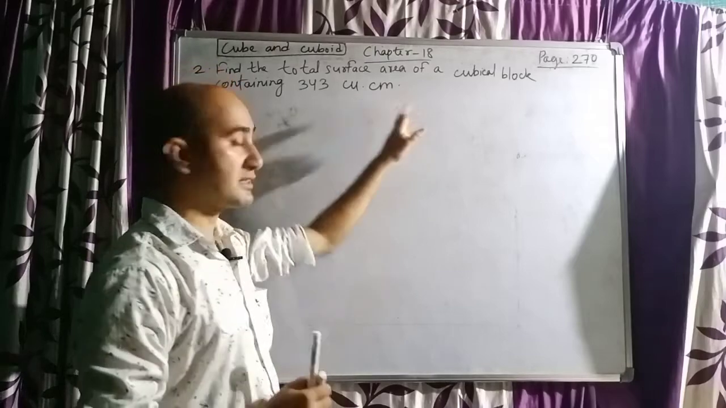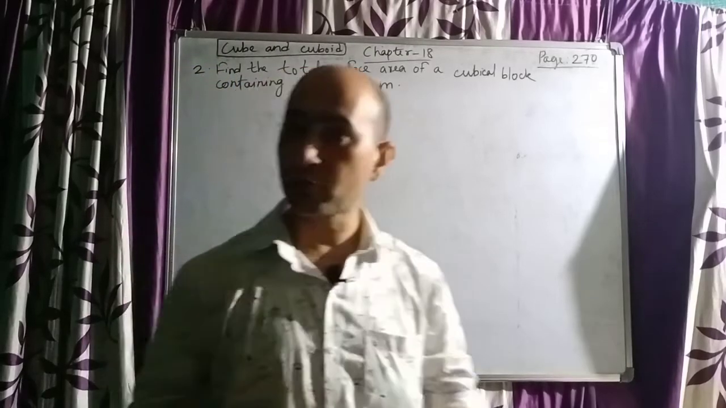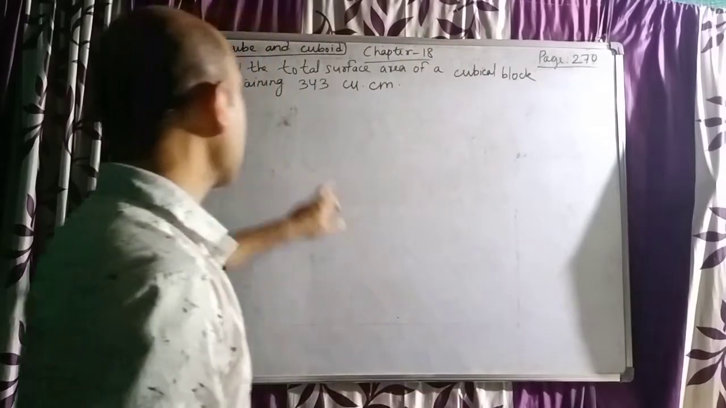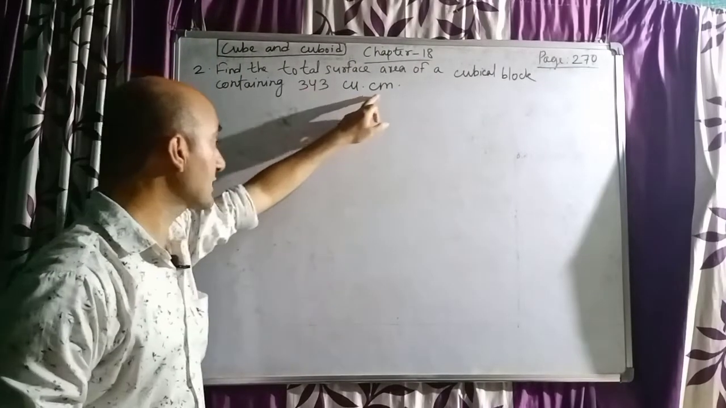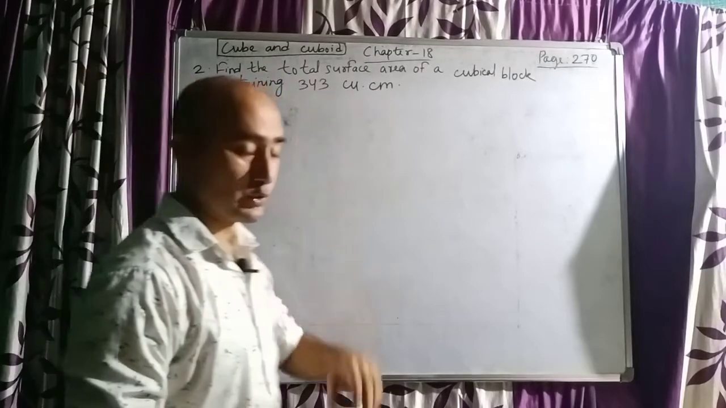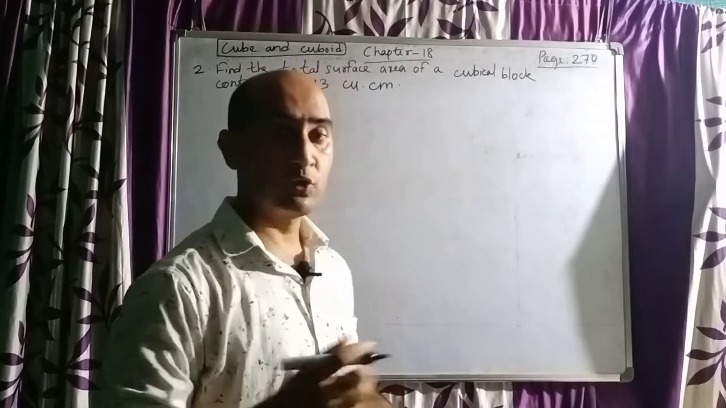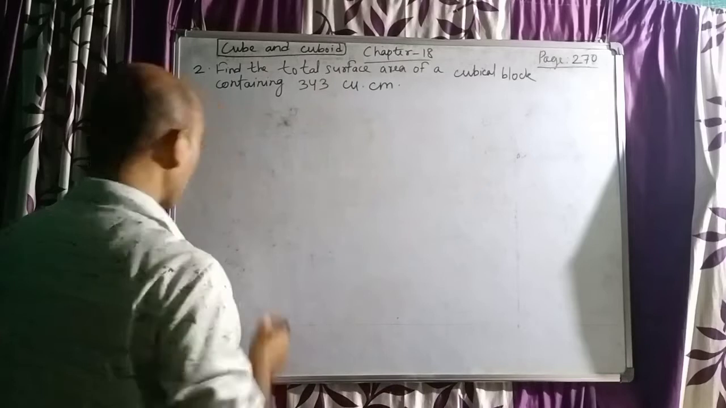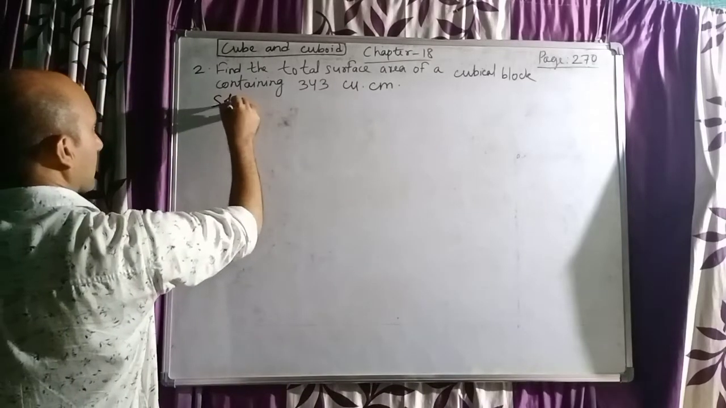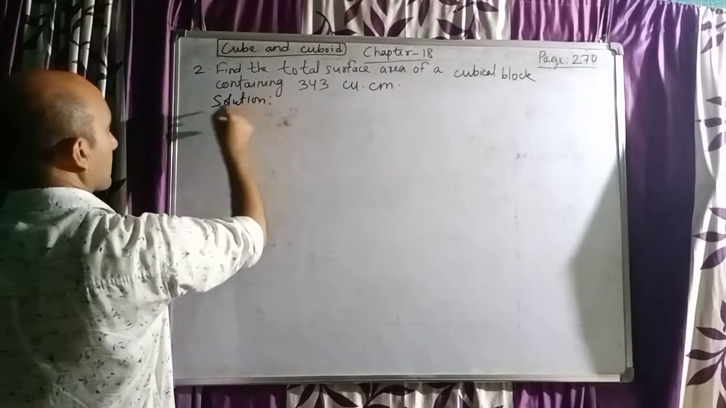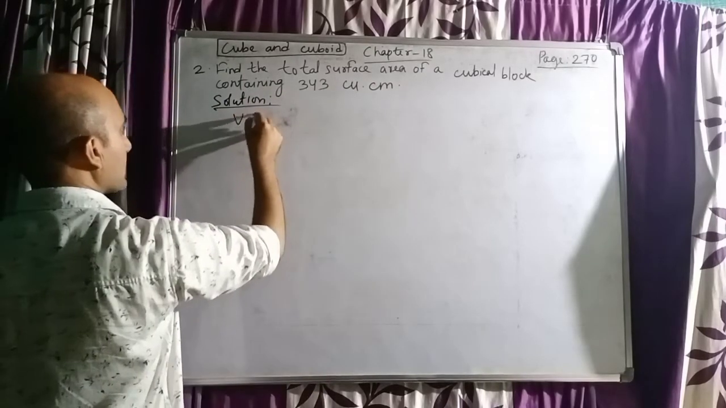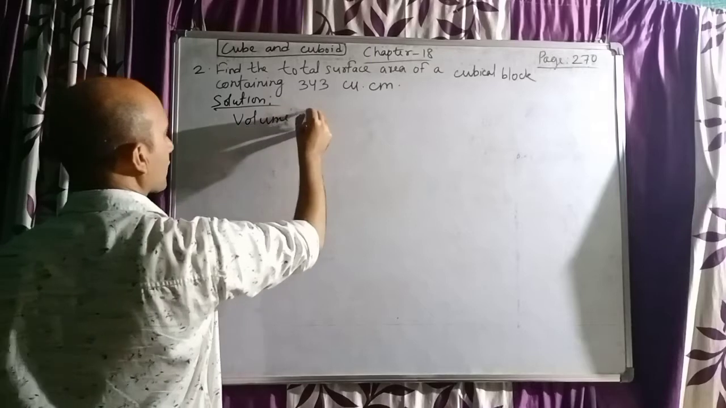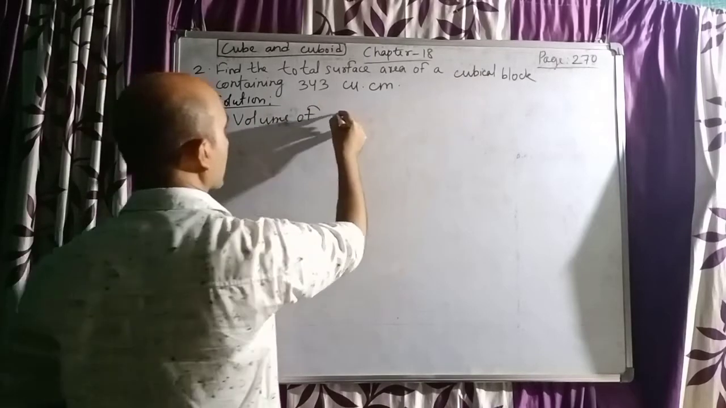So cubic centimeter is a unit used for volume. That means it is the volume of a cube. So the volume of a cube is given, you have to find the total surface area. So we have to begin our solution. As our volume is given, I can write here volume of cubical block or cube.